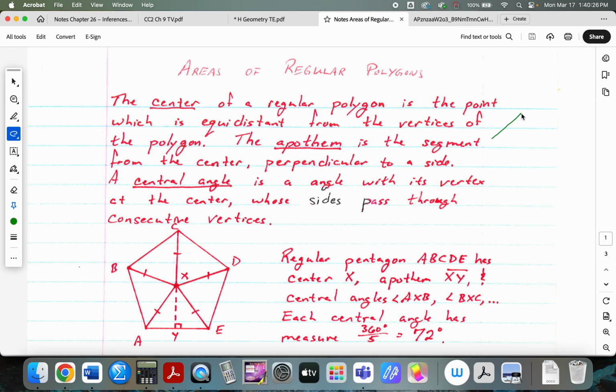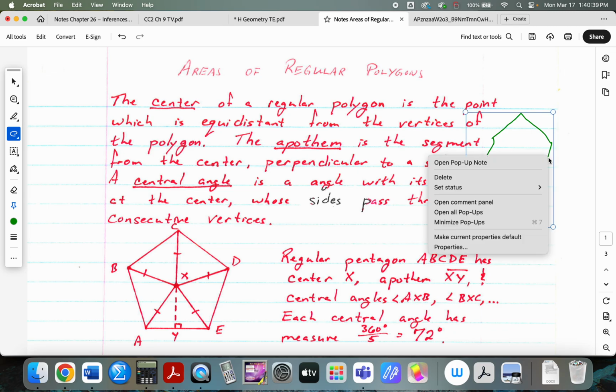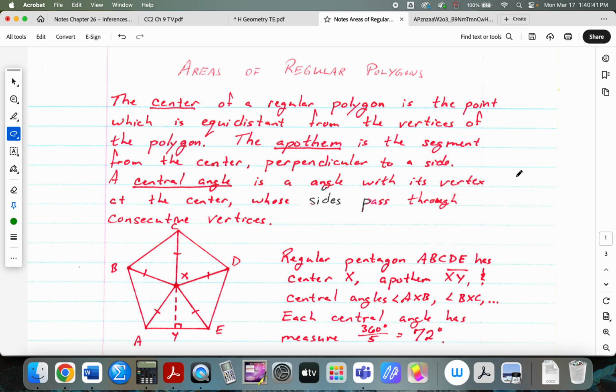They didn't show you something that looked like this, right? And you're like, that's not a very good pentagon. I'm like, it's a perfectly good pentagon. It's just not regular. Okay? So we're only going to be dealing with areas of regular polygons. So the center is the point that is equidistant, meaning the same distance from the vertices. So it's right there in the middle. That point is the same distance from every vertex.